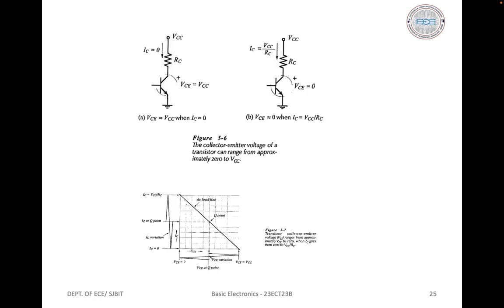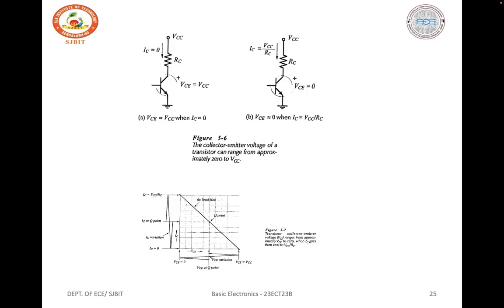The base current does not have to be varied by the maximum amounts discussed above. It can be decreased and increased by smaller amounts. For example, a base current change of plus or minus 10 microamperes would produce a collector current change of plus or minus 0.5 milliamperes and a collector-emitter voltage change of plus or minus 5 volts.